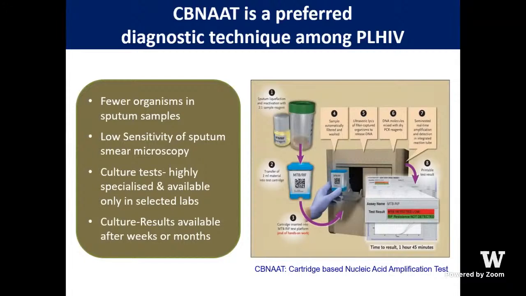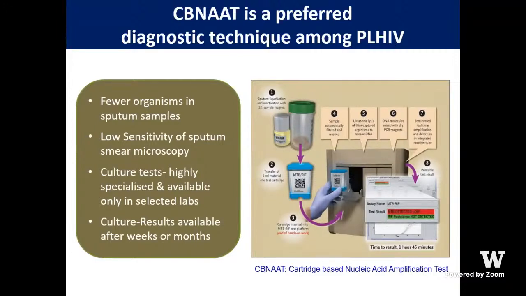So the CBNAAT is a cartridge-based nucleic acid amplification test. Easily you can put the cartridge into the slot, and within 2 hours you can get the results. So it is very easily done. A lot of technical expertise is not needed, and minimal space is needed. The specimen can be transported, and it can be done usually in all the labs. I'll tell you what are the specimens we can do. So in sputum, routinely we are doing.